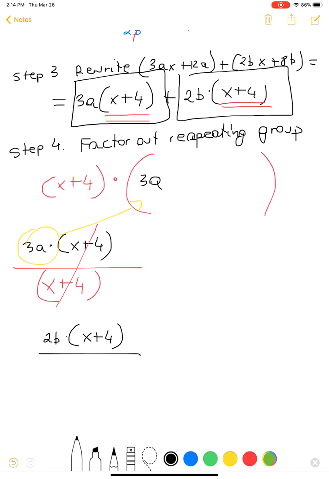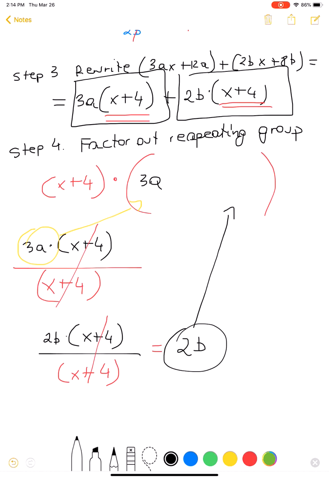Since we are factoring x plus 4, I'm doing the division, because the opposite of factoring is division. When you divide, you end up with 2b, and that 2b goes inside of the parenthesis. And that's the end of the problem.